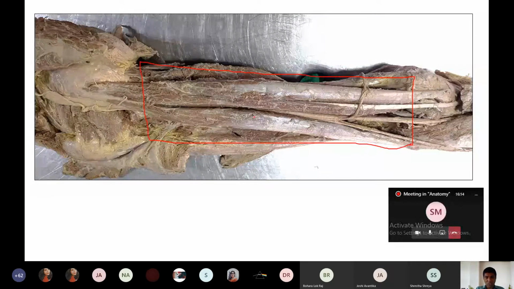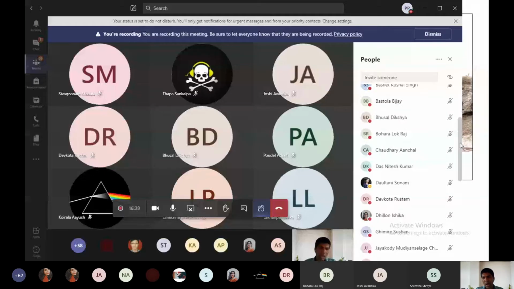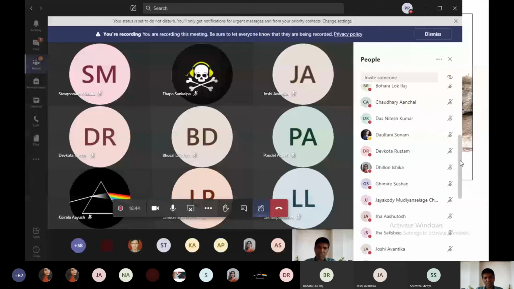First of all, I'm identifying the muscles which are present here on the lateral side. I'm putting an arrow, and you can also participate in the discussion with me. Instead of just listening, you can also answer me, because you have already studied all these things well, isn't it? So what is this structure? I'll pick one of you, then it will be proper. Yes, today Nitesh Kumar Das. Are you there, Nitesh?